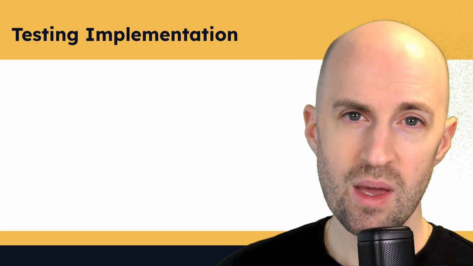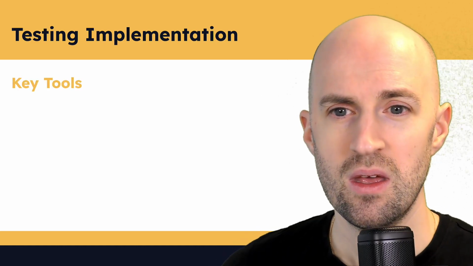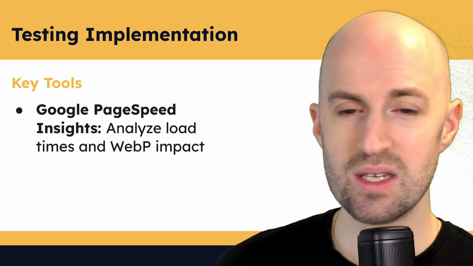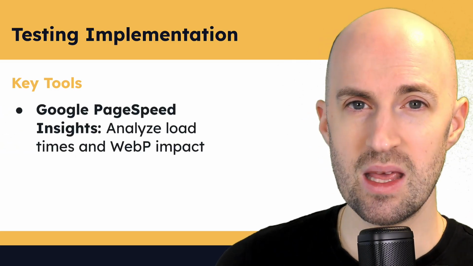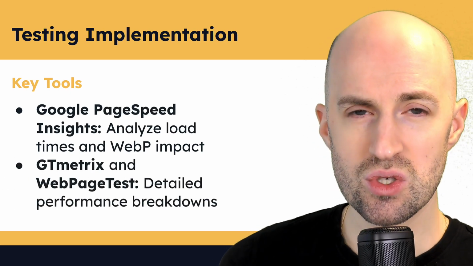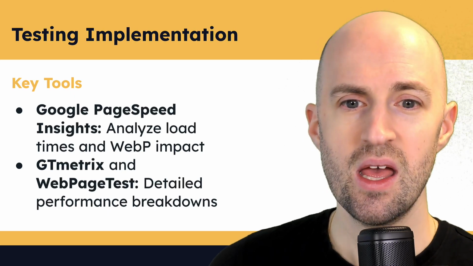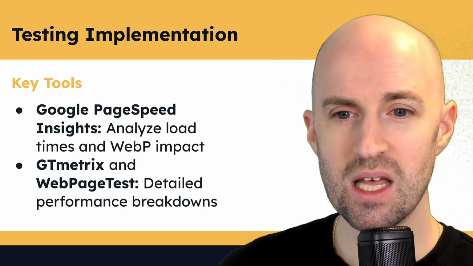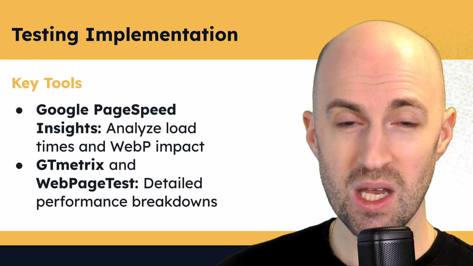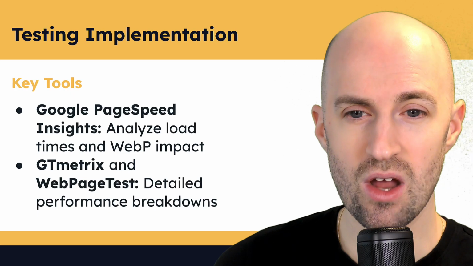So now once you've implemented, let's test to see how it works, shall we? Some of the key tools you can use is the Google Page Speed Insights, and you can analyze the load times and the impact of the WebP images on your site. And then you can also use GTmetrix, which is a great tool, and Web Page Test. These provide detailed performance breakdowns, including a waterfall diagram where you can see how images and files load and how long each one takes and all of that.